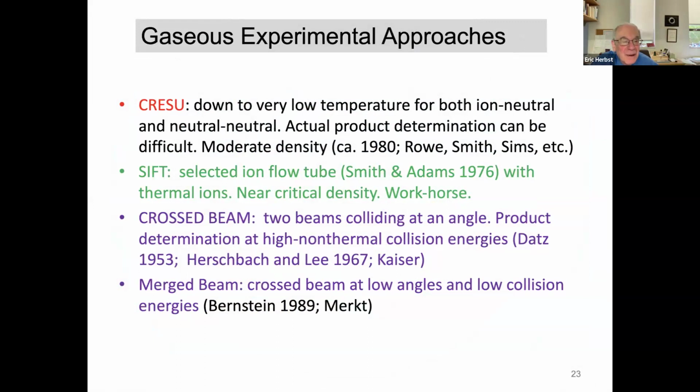Then there are somewhat older systems like the SIF system, which is thermal, and crossed beams in which two beams come together to collide and react. And then a so-called merged beam in which the two species reacting come together at a very low angle. And so that's called a crossed beam. But it's merged, and you can actually get a lot of information from the fact that they're merged.